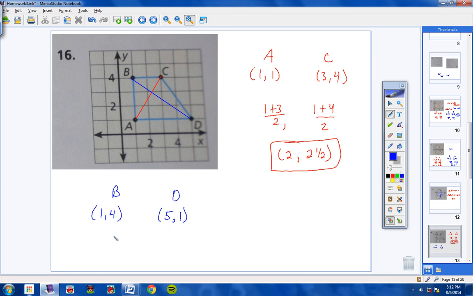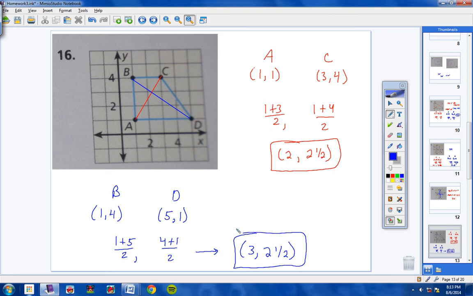The midpoint would be x plus x, that's 1 plus 5 divided by 2, comma, y plus y would be 4 plus 1 divided by 2. So the midpoint would be 6 divided by 2 would be 3, and 4 plus 1 is 5. 5 divided by 2 would be 2.5. So the midpoint of BD would be 3, comma, 2.5.